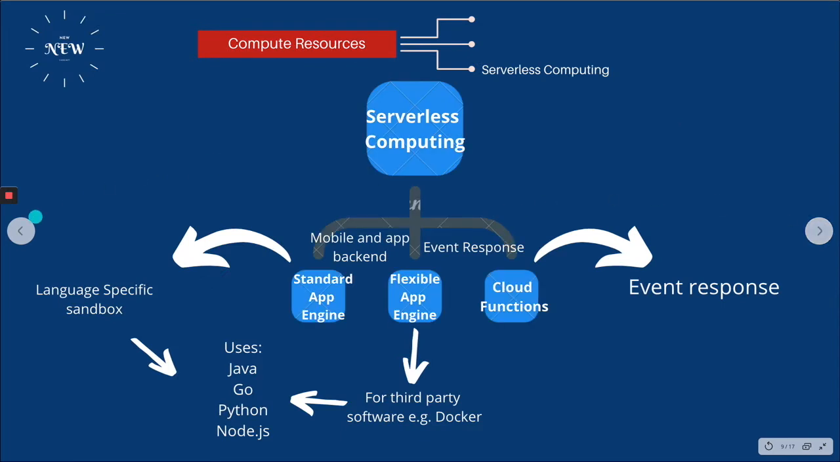Now, moving on, we're looking at serverless computing. In the previous video, we mentioned that we do have 3 types of serverless computing, but let's dive into it a little bit deeper. We have 3 types of serverless computing. We have cloud functions, which is good for event response, like uploading a file. We have 2 types of app engine.